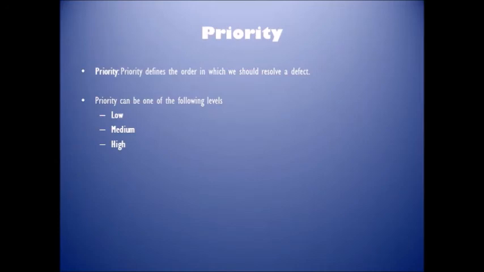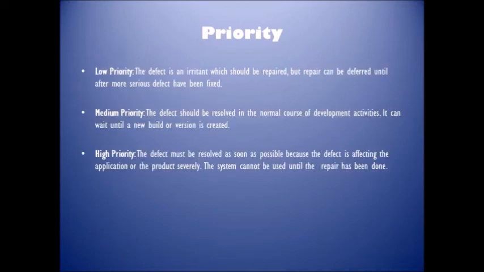Priority defines the order in which we should resolve a defect. Priority levels are low, medium and high. A defect will be categorized as low priority defect if it is an irritant which should be repaired, but repair can be deferred until after more serious defects have been fixed.